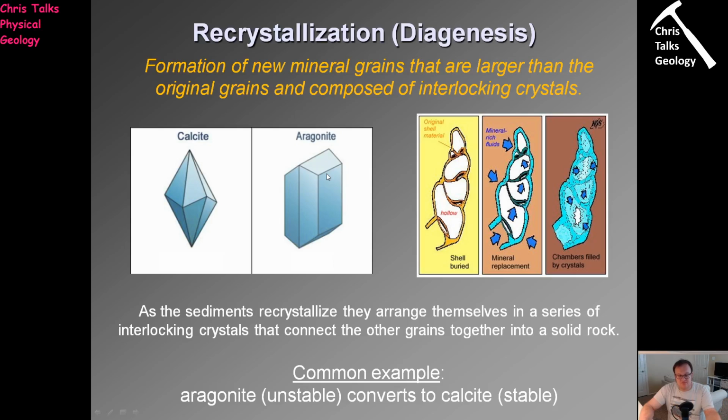In both cases, just changing aragonite to calcite or aragonite to pyrite, in both of those instances you end up forming new crystals, and those new crystals are locked into each other, and so it can produce quite a robust rock.